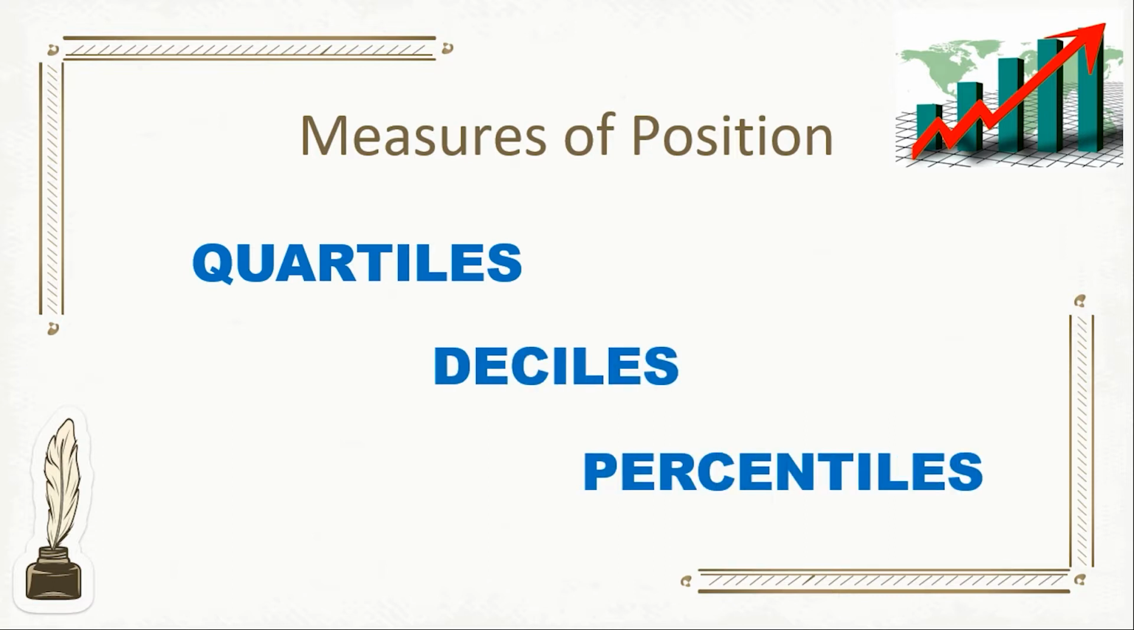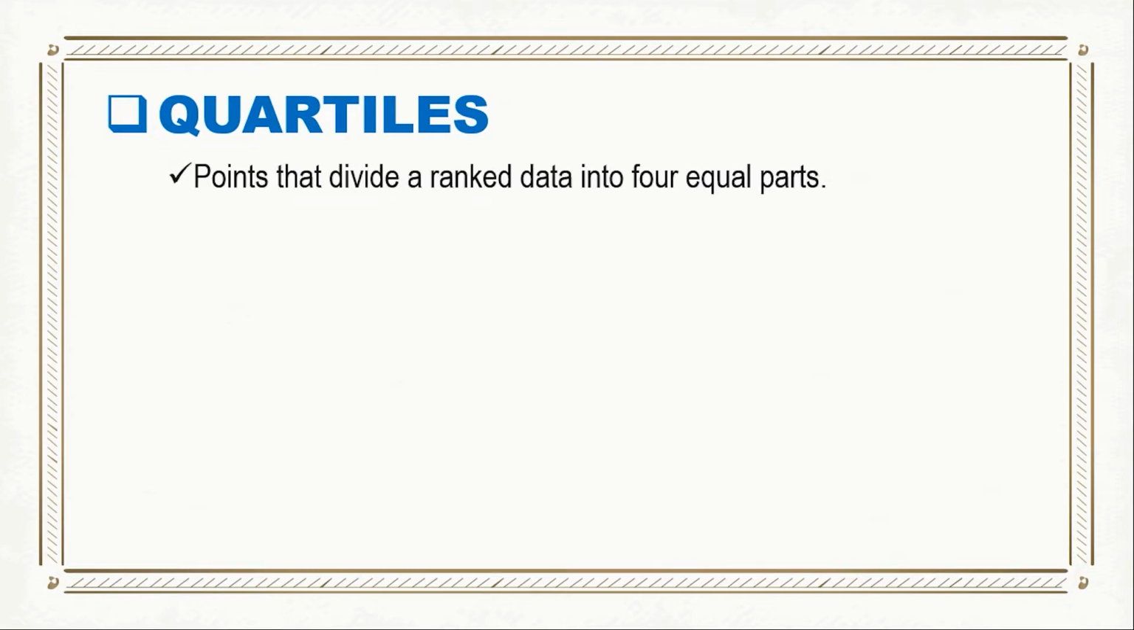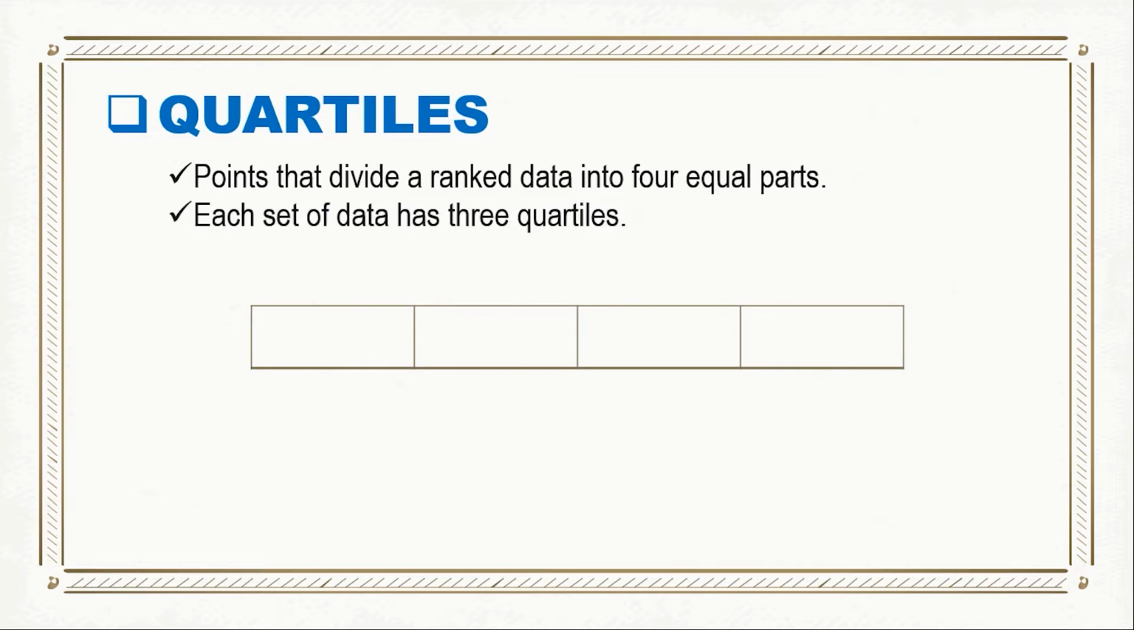First, let's have the quartiles. Quartiles are points that divide a rank into 4 equal parts, and each set of data has 3 quartiles. We have the lower quartile, also known as quartile 1, the middle or median quartile, also known as quartile 2, and the upper quartile, which is quartile 3. Quartile 1 is equivalent to 25%, quartile 2 is equivalent to 50%, and quartile 3 is equivalent to 75%.